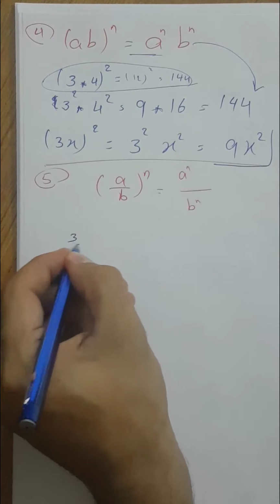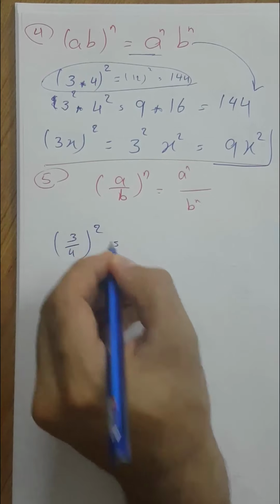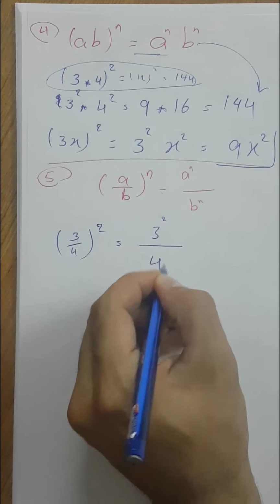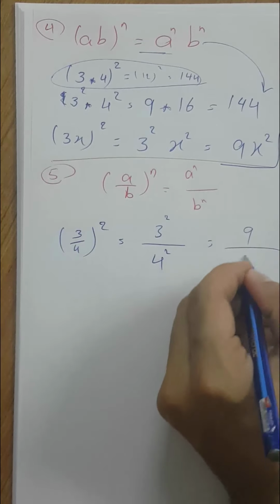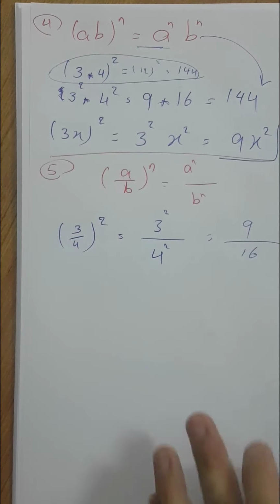For example, if I have 3 over 4, all of them to power 2, I say it is equal to 3 to power 2 over 4 to power 2, which is equal to 9 over 16. You can do this as long as they have that common exponent.